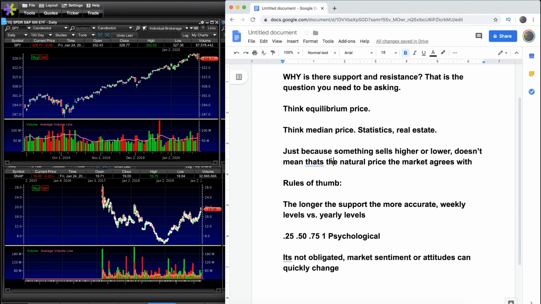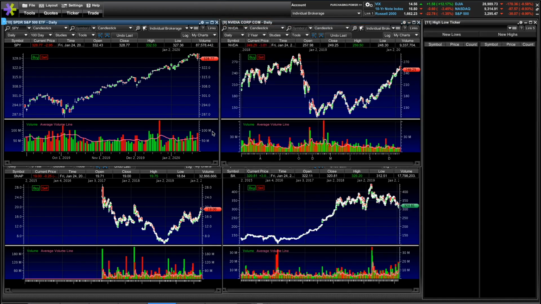And really, at the end of the day, just because something sells higher or lower for some amount of time, and just because it may set a high or a low, that doesn't necessarily mean it's support or resistance. And that doesn't necessarily mean that's the natural price that the market agrees with. So essentially, you may have for a period of time some cars, some houses, and now in this case, some stocks, they may sell at a higher price than the market really agrees with, because for a few months it'll be higher, a few months it'll be lower. What's going to be that equilibrium middle price? That is what's really going to be your support.